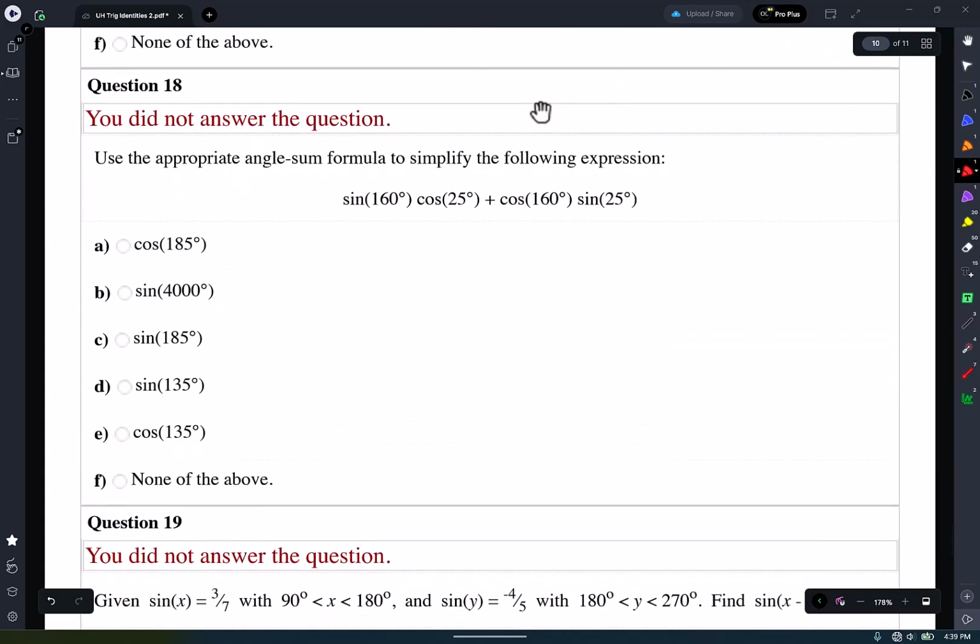All right, sine, cosine, and there's a plus in the middle, so that means I'm going to add these. So sine of 160 plus 25. 60, 70, 85. So sine of 185.